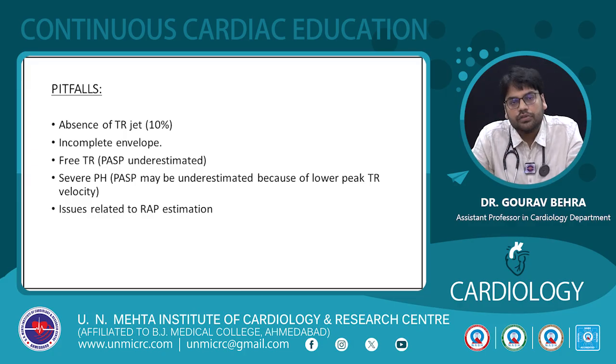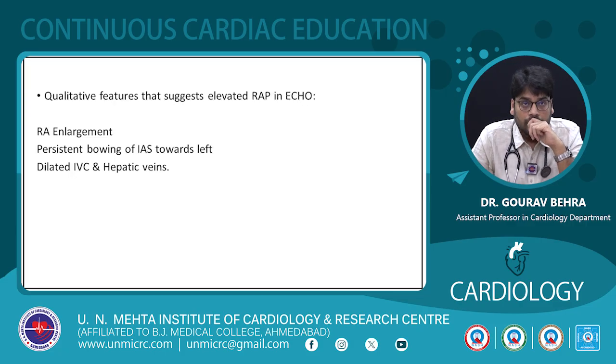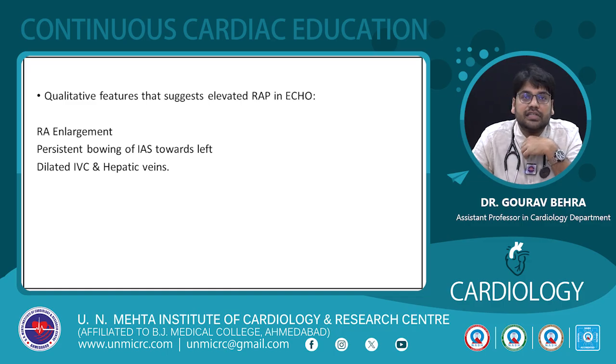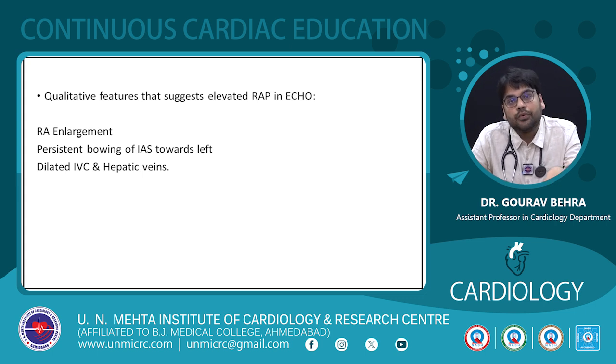There are also some issues associated with the RAP estimation. You get a rough estimation by IVC, looking at the IVC dimensions and its respiratory variation. There are some soft signs, qualitative features that suggest elevated RAP in echo. Like if the RA is enlarged, there is persistent bowing of the IAS towards the left side, and a dilated IVC and hepatic veins. These will be indicating parameters, in the next few slides.